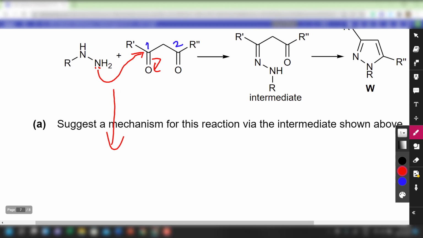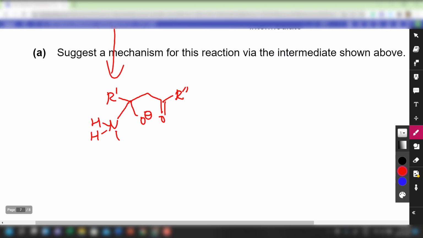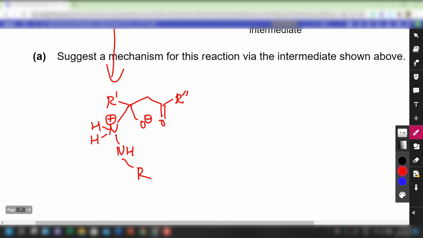In this particular step, I'm going to have an R prime here, and then an O minus. The rest will look the same, R double prime. And then I'm going to have an N here, with H, with the N, H, and then the R. The nitrogen here will take on a +1 formal charge, due to the fact that it is now singly bonded to 4 different groups. Then you know that what you get here is a zwitterion.